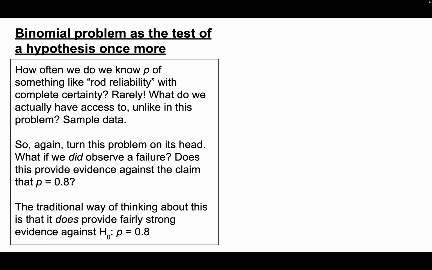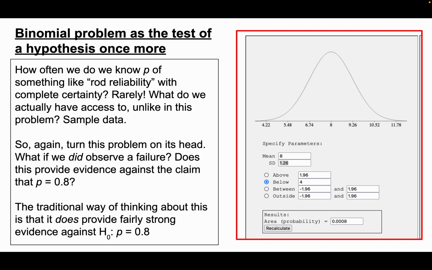So the traditional way of thinking about this is that it does provide fairly strong evidence against the claim, and this H naught here means our null hypothesis, that p is equal to 0.8. Before I just notated this as p naught, meaning that this is a hypothetical value, but you can also just state the null hypothesis, and then you don't need the naught on the p. The null hypothesis part is encoded in this language. Again, we'll introduce that soon enough.